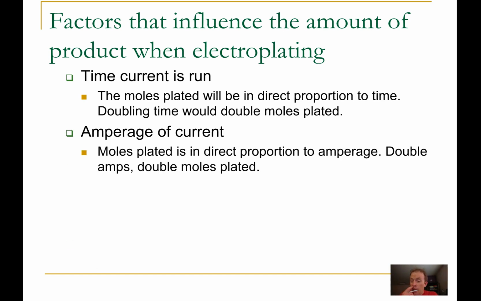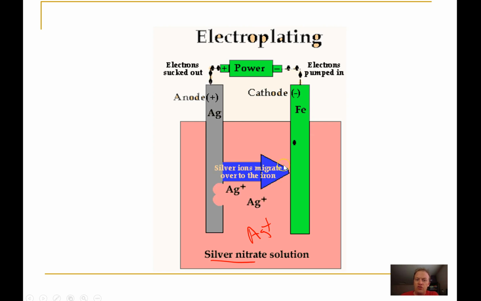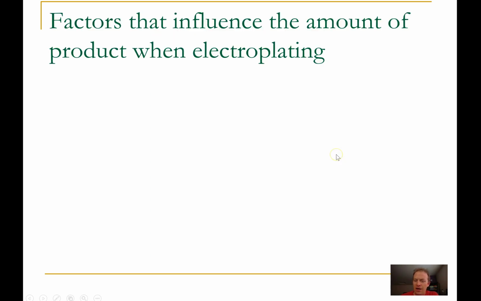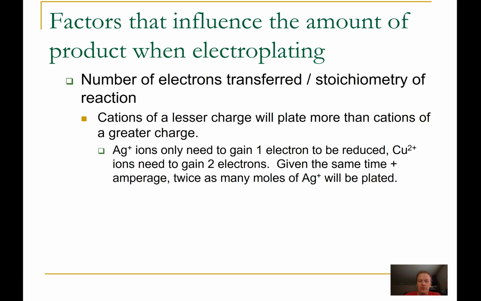Also the amperage. We can sort of think of the amperage as how many electrons are passing through the whole setup in a given amount of time. And again, this is a direct proportion. If you have double the amperage, that means you're pumping twice as many electrons through here, and that means you're going to plate twice as much metal. If you cut the amperage in half, you're going to plate half as much. It's a simple direct relationship there with the amperage.